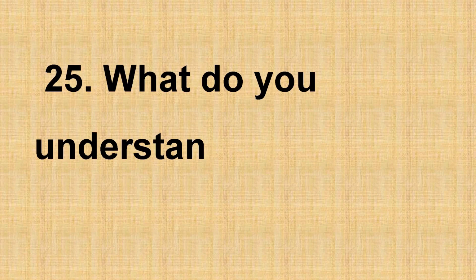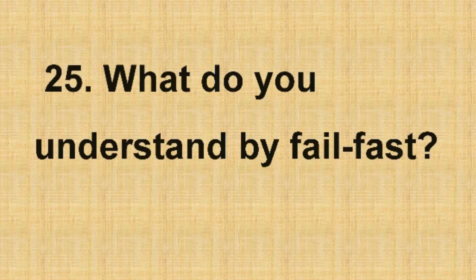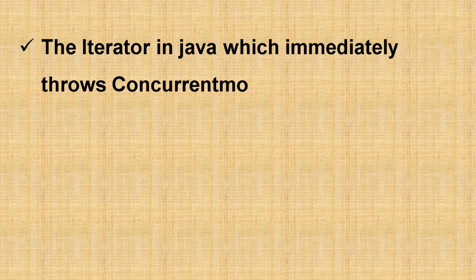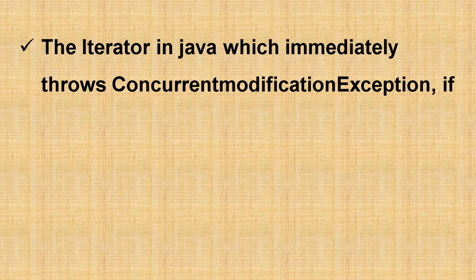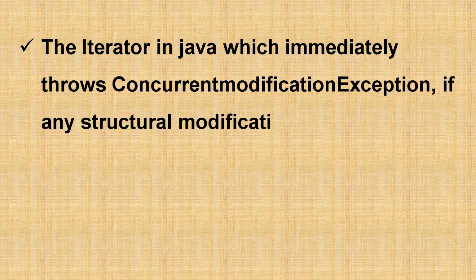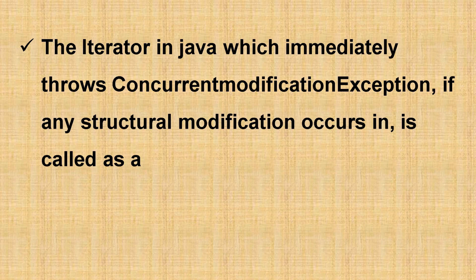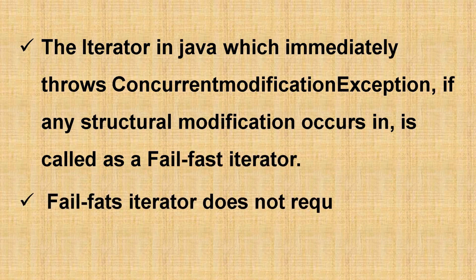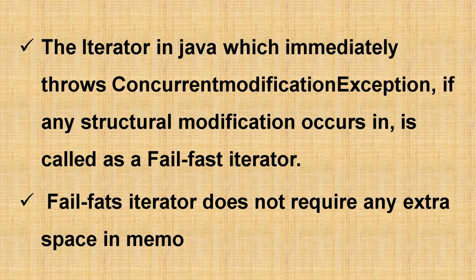What do you understand by failfast? The iterator in Java which immediately throws ConcurrentModificationException, if any structural modification occurs in the collection, is called a failfast iterator. Failfast iterator does not require any extra space in memory.